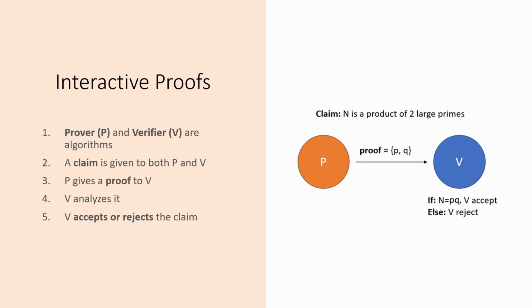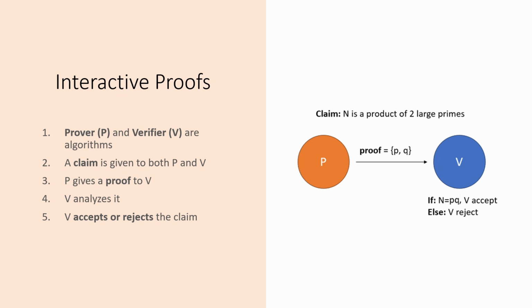Let's look at the example on the right. On the left, we have the prover entity in orange, and on the right, we have the verifier entity in blue. The claim, n is a product of 2 large primes, is given to both the prover and the verifier. The prover will generate a proof, which in this case is the 2 primes p and q, and sends it to the verifier. The verifier will analyze it, check that p and q are primes, and then multiply them together and compare the result to n. Finally, if p and q are primes, and their product is equal to n, then the verifier accepts the claim and the proof is complete.